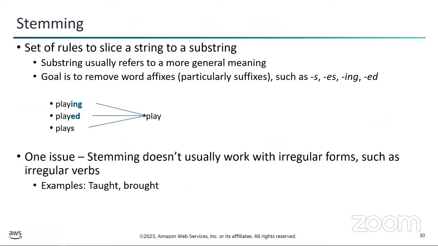And then you find the roots. So, the set of rules to slice a string to a substring. Substring is a part of the string. Substring usually refers to a more general meaning. The goal is to remove the word affixes, suffixes or even prefixes, like ending in s for making plurals, or es, or ing, or ed. So for example, playing, played, and plays, all of them are coming from the root word play.